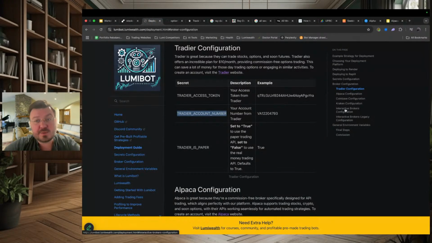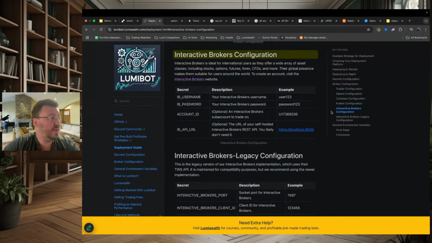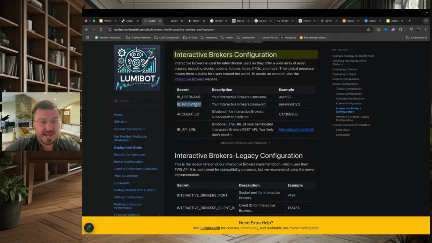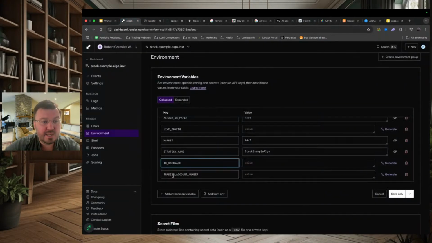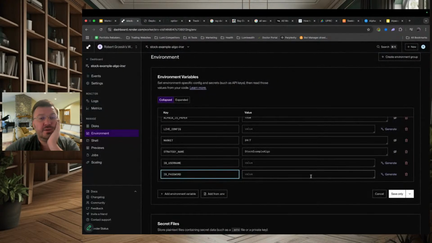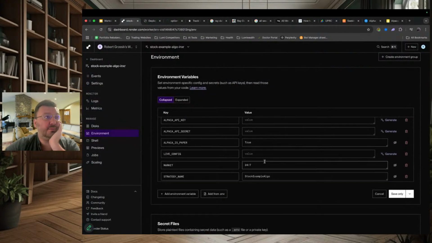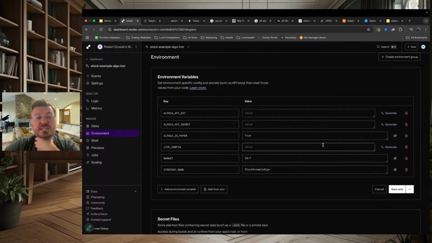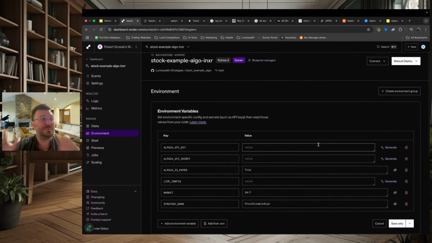Or if I want to use, for example, Interactive Brokers, which I know some of you guys in here want to do, go down to Interactive Brokers configuration, and you'll see this is what you need. IB username, that's one of your variables. And then IB password is another one of them. And then you could also set your account ID. This is if you want to use Interactive Brokers. You take that, you'd fill those in, and you delete the ones for Alpaca. Okay, so that's if you want to use a different broker. In our case, we're just going to stick to Alpaca. We're going to keep it simple. But if you want to use different brokers, that's how you would do it.